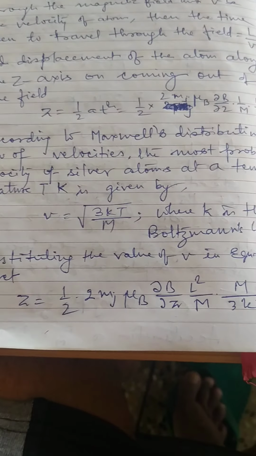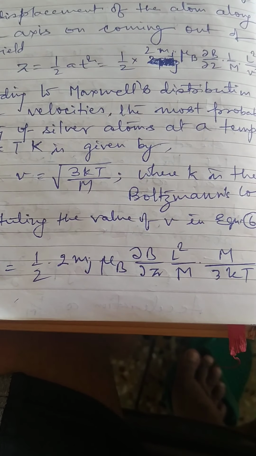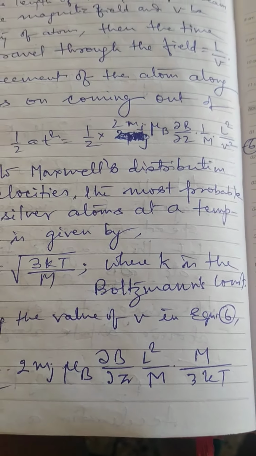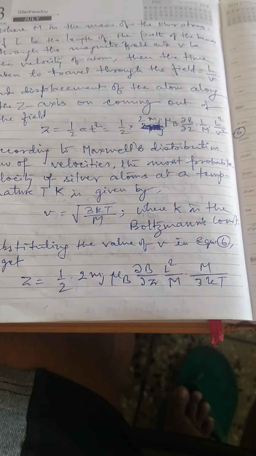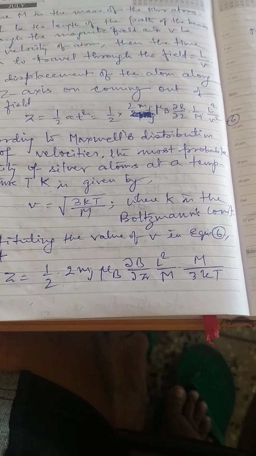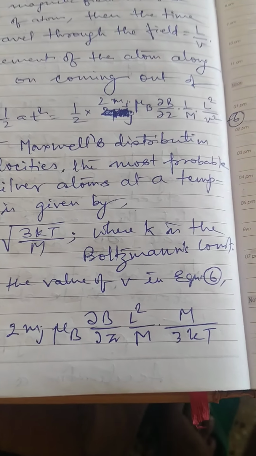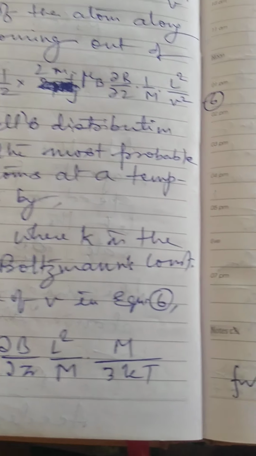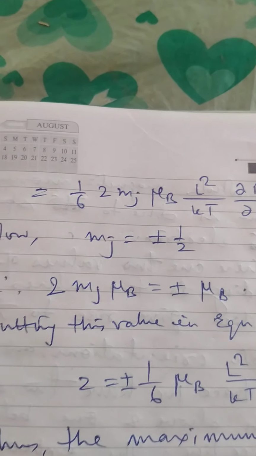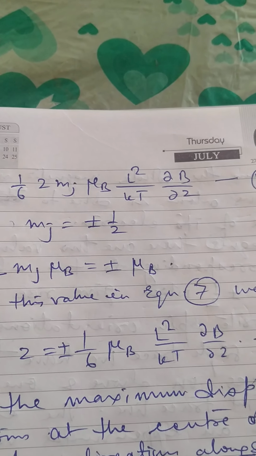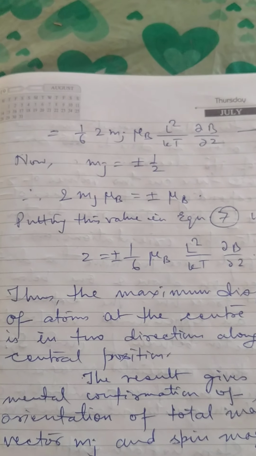So according to Maxwell's distribution law of velocity, under the kinetic theory of gases, we know that v = √(3kT/m). Substituting it here in place of velocity, z = ½ · 2 mj μB (∂B/∂z) L² · m/(3kT) · 1/m. So we get z = 1/6 · 2 mj μB L²/(kT) · ∂B/∂z, and mj is equal to plus minus half, we know.